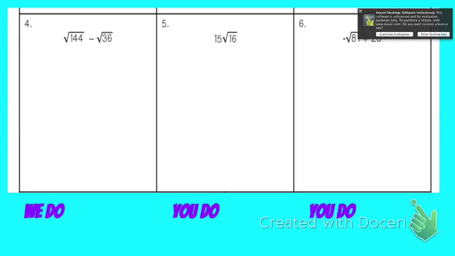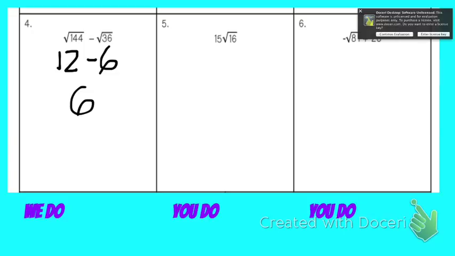So we're going to do this one together. So now I have the square root of 144 minus the square root of 36. So I have to figure out what first? I have to figure out what the square root of 144 is and the square root of 36, right? So what is the square root of 144? 12. And the square root of 36 is? 6. So I have 12 minus 6. 6. So 12 minus 6 is what? Is 6. Okay?